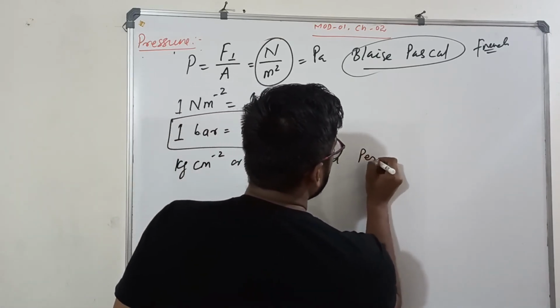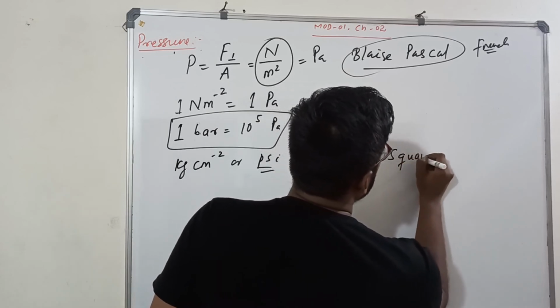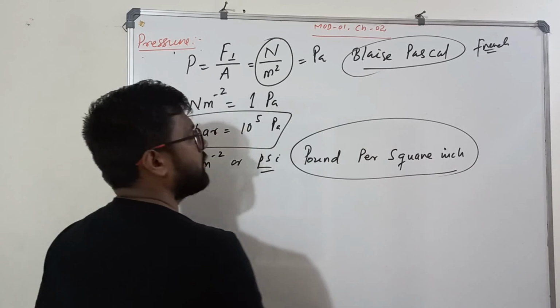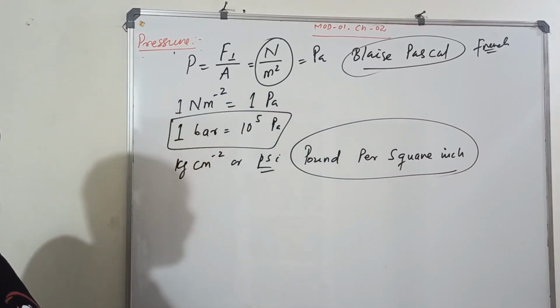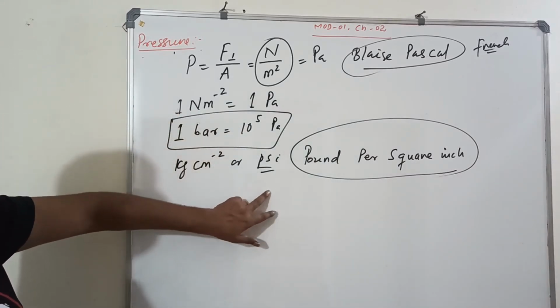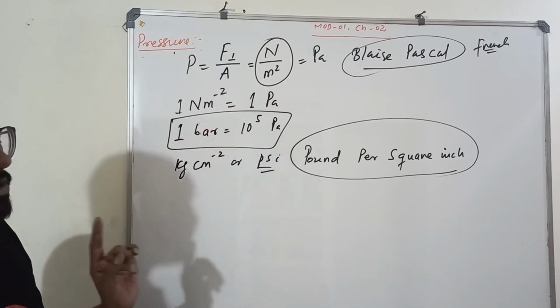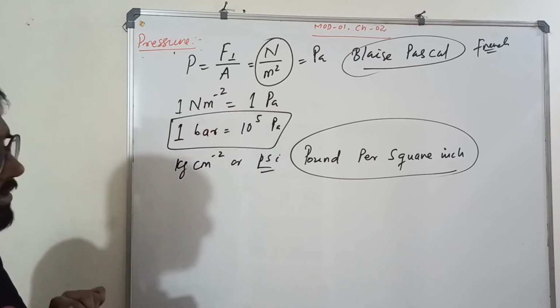Pound per square inch. In the US and Europe, you will find this unit, PSI, pound per square inch. Normally our SI unit is Pascal or bar or Newton per meter square. Now we'll go for the dimension of this.